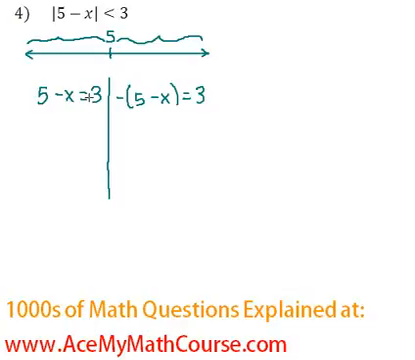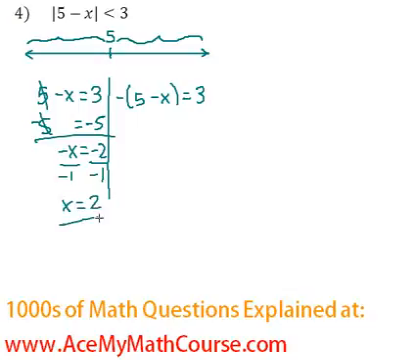Okay, so 5 minus x is 3. I can subtract 5 from both sides of the equation. These guys cancel out. You get negative x is equal to 3 minus 5, negative 2. Then you can divide both sides by negative 1. And x is 2. So I'll plug in the 2 right here. And so that's a pretty important value.